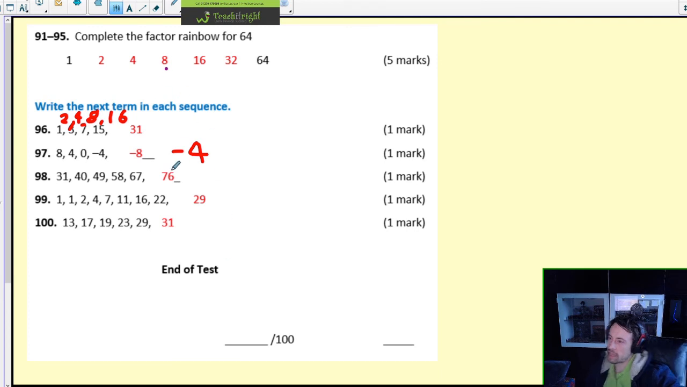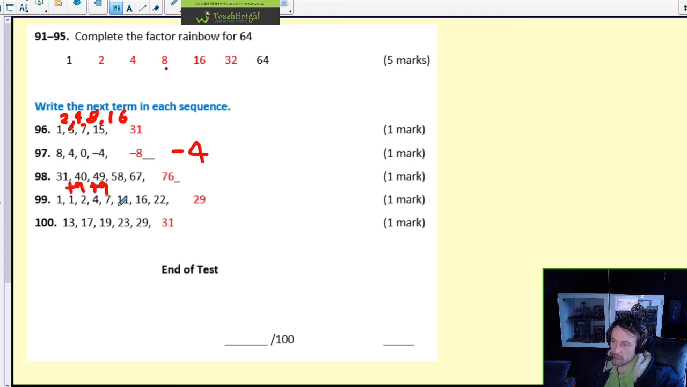For number 98, it goes 31, 40, 49, 58, 67, then 76. So if we look, we've got plus 9, plus 9, plus 9, and so on. So the next answer, of course, is 76. Remember, with the 9 times tables, you can often spot it because one number goes down by 1, the other number goes up by 1. So the 6 became a 7, the 7 became a 6. We then had 1, 1, 2, 2, 4, 7, 7, 4, 3.